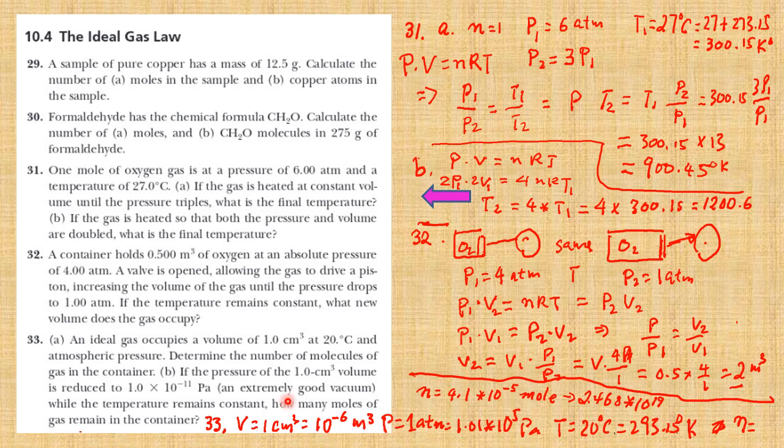1 atmosphere of pressure, the standard atmosphere pressure, is 1.01 times 10 to the 5th Pascal, very high. Atmosphere pressure is this much. And then at 20 degrees Celsius, you must convert that to Kelvin. So 20 degrees plus 273 is about 293. So you have, once again, volume, pressure, and temperature. You have 3 quantities known in this. Now the last unknown is n.